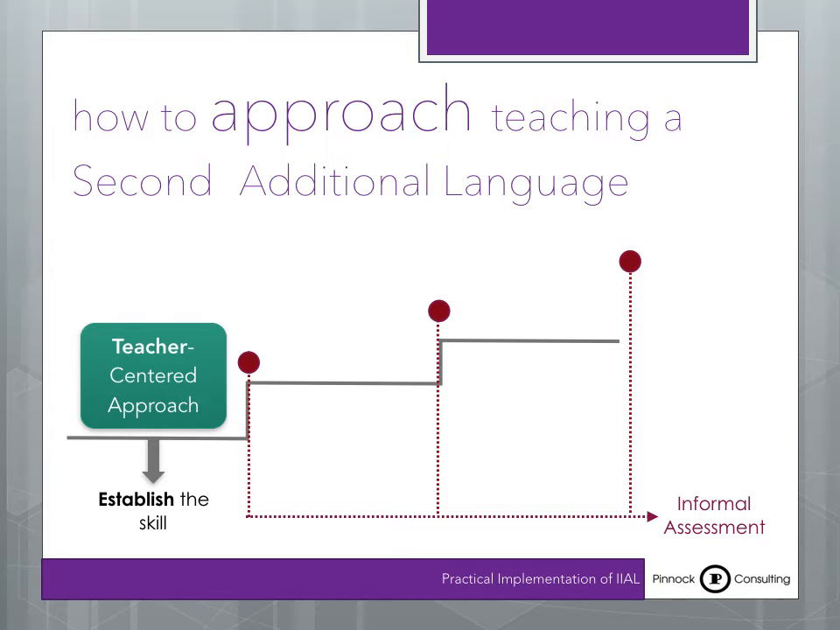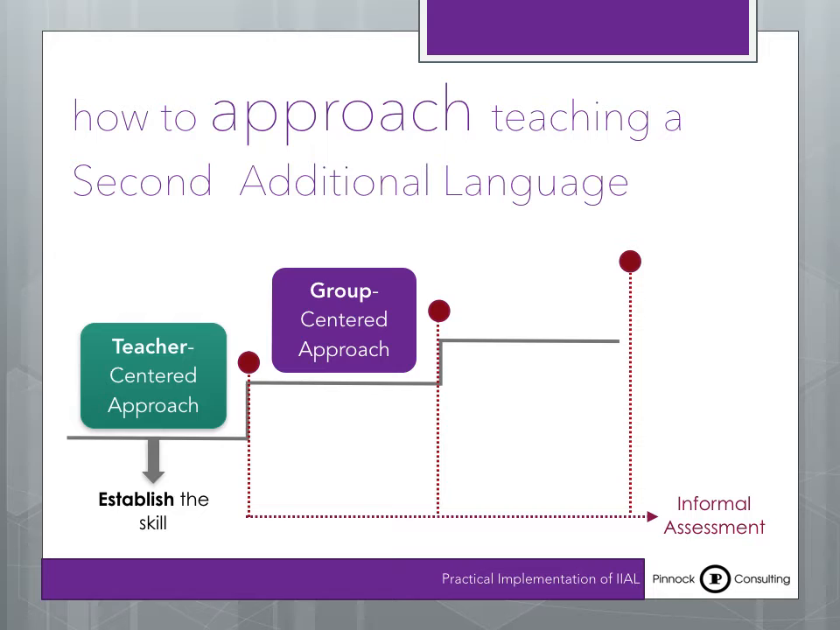Next, and this is all done in your planning, the next stage of developing the skill that you've introduced is then to reduce the amount of support from the teacher, and this is done through a group-centered approach. So although the teacher's trying to take a step back to let the learners work and develop the skill independently, they're still working in groups and getting support from one another. So this is the stage where they would reinforce the skill.